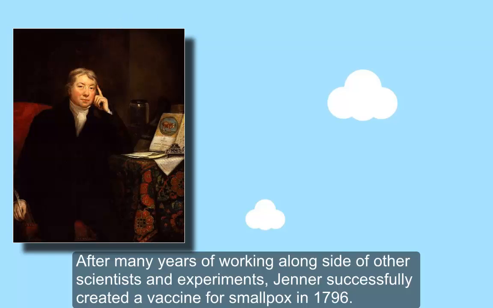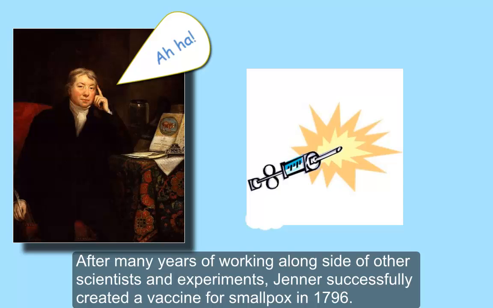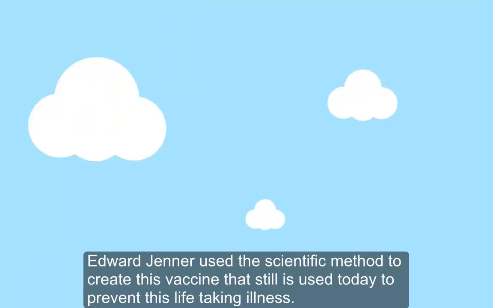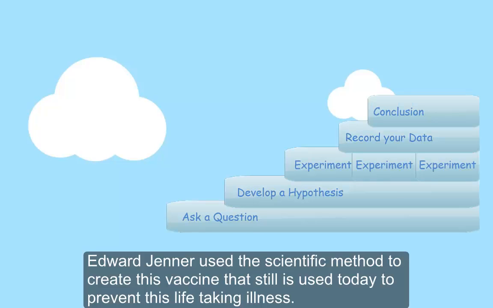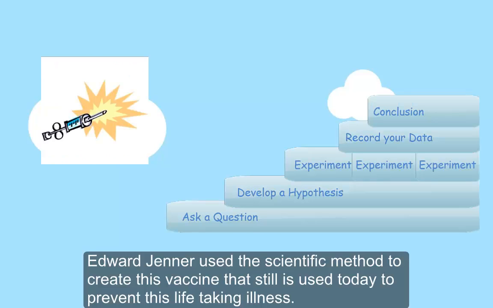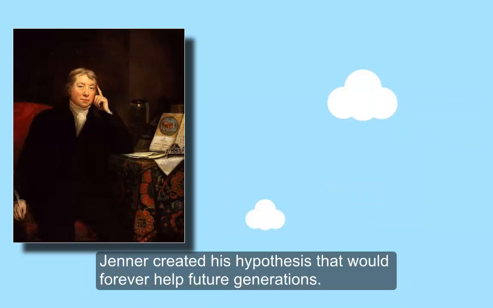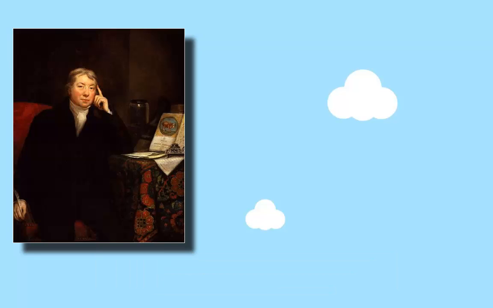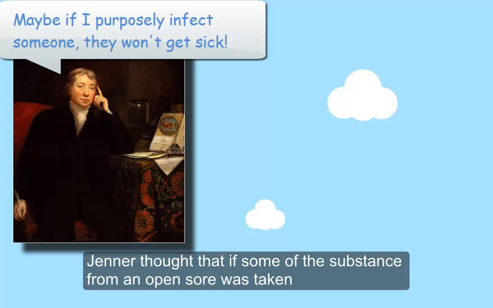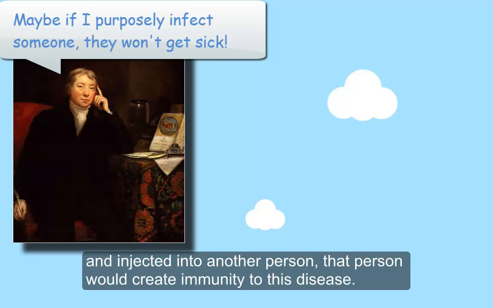After many years of working alongside other scientists and experiments, Jenner successfully created a vaccine for smallpox in 1796. Edward Jenner used the scientific method to create his vaccine that still is used today to prevent this life-taking illness. Jenner created his hypothesis that would forever help future generations. Jenner thought that if some of the substance from an open sore was taken and injected into another person, that person would create immunity to this disease.